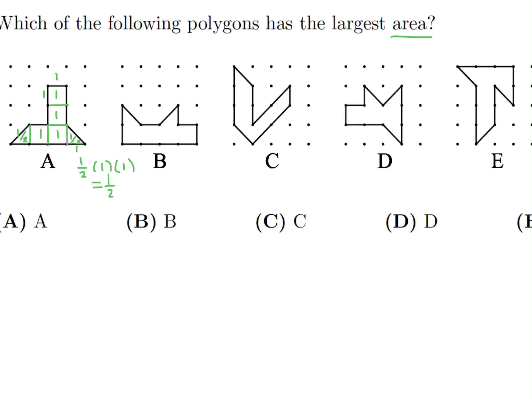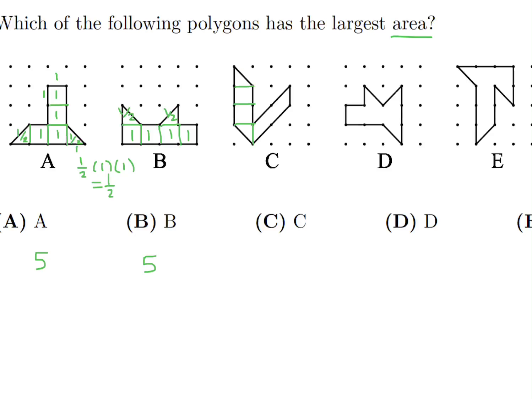So the first one, 1, 2, 3, 4, plus 1/2 and 1/2, so that area is 5. Okay? Second one, let's see how many we have. We've got 1, 1, 1, 1, and we've got 2 of these halves. So that would be 1, 2, 3, 4, 5. So that's also 5. All right, this one here.